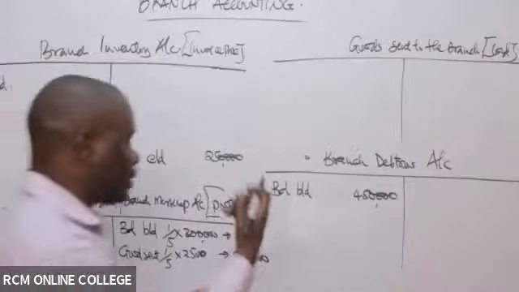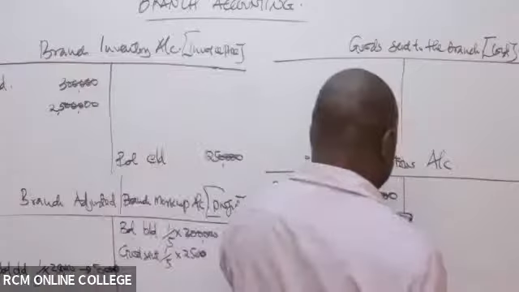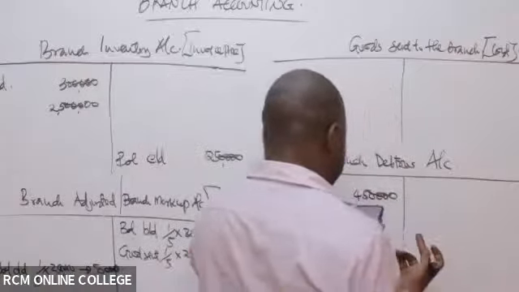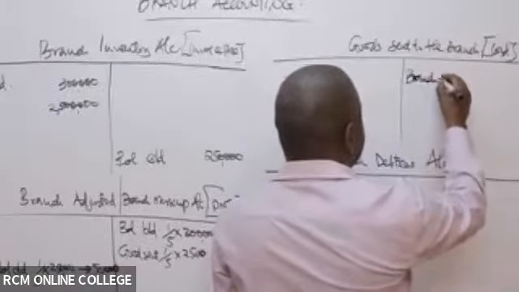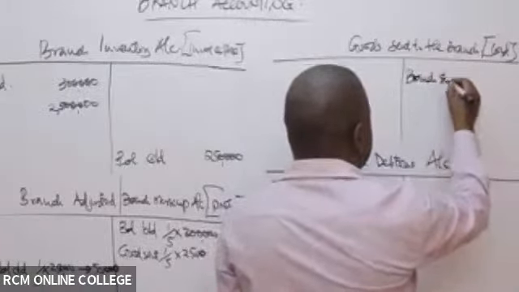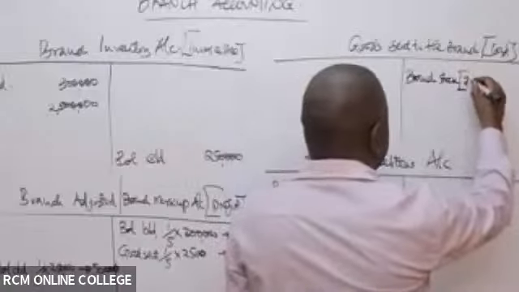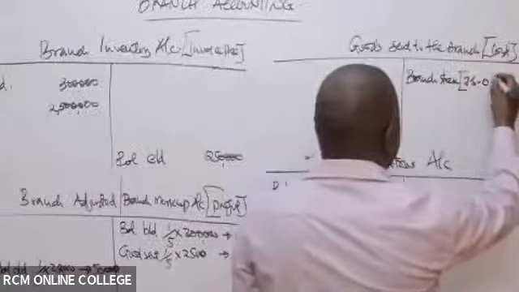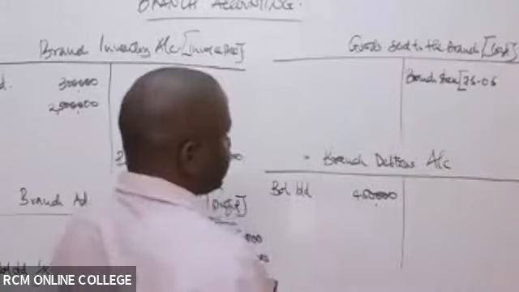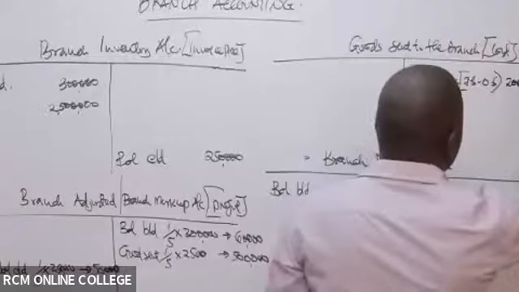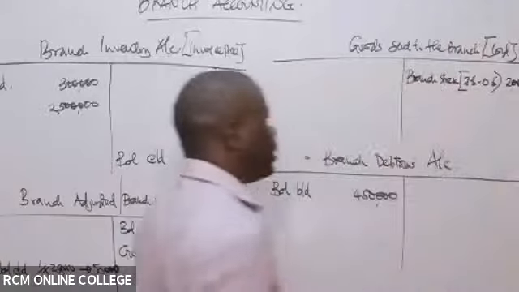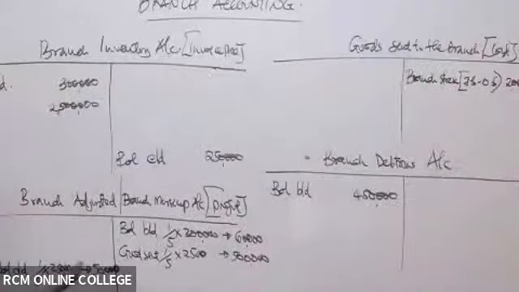So in this case, you come to the goods sent to the branch, and you'll credit it with that amount of 2 million. So the branch stock here that was received, you can say 2.5 minus 0.5, which gives you 2 million. And of course, you would have completed that entry.